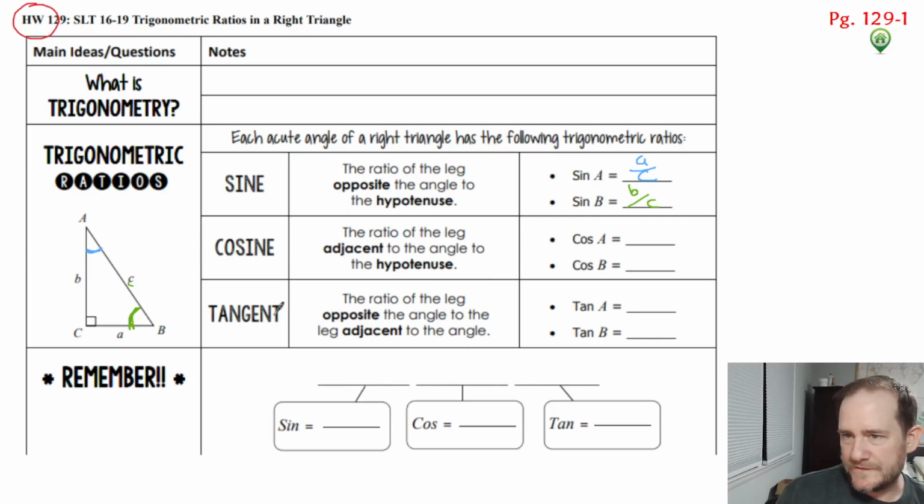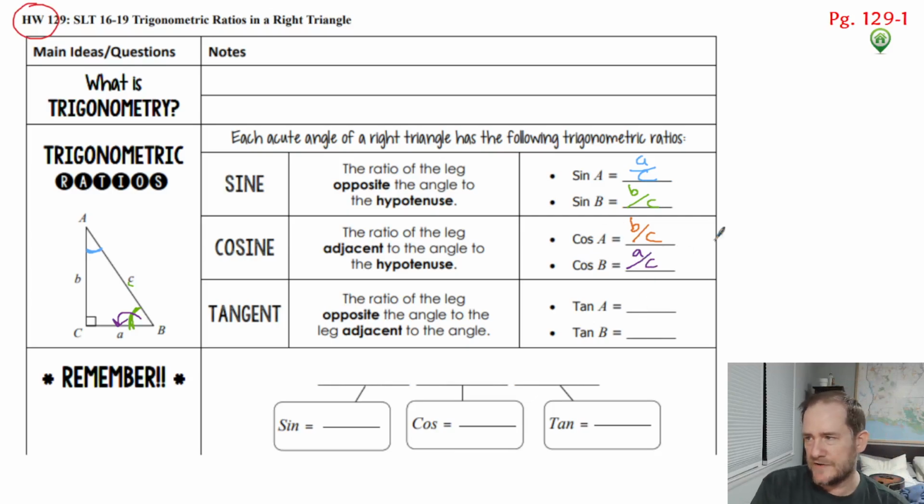Now for cosine of A, if I come back to A, then we want the adjacent side now, and that's B. So our cosine of A would be B over C. And the cosine of B, well, if I'm referencing off of B, then it's A that's adjacent. And the hypotenuse is still C. So there's the two cosine fractions.